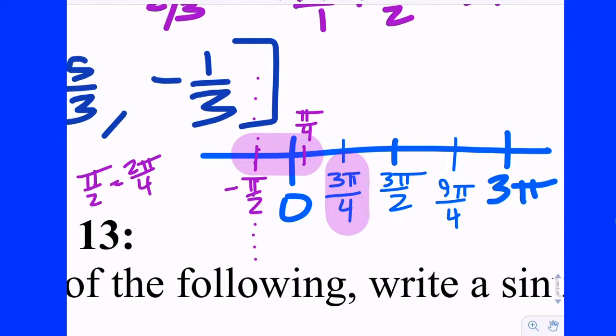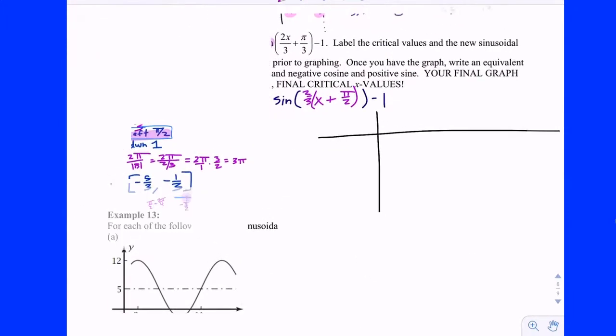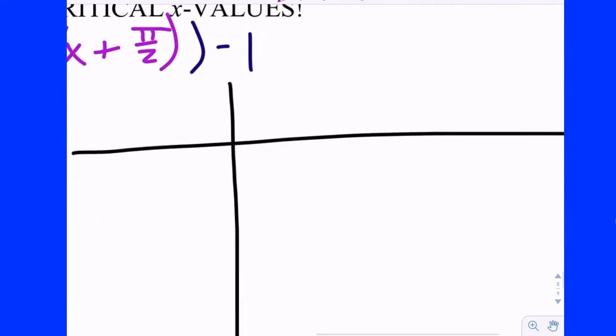You get one critical value to the left of the y-axis, one critical value to the right. So here we go. I'm going to put my final values down, and I'll use purple here. Pi fourths. I'm going to put the smaller one down first. I'm going to call that pi fourths. So notice the distance that I have there, I'm now going to double that distance and call that negative pi halves. See that?